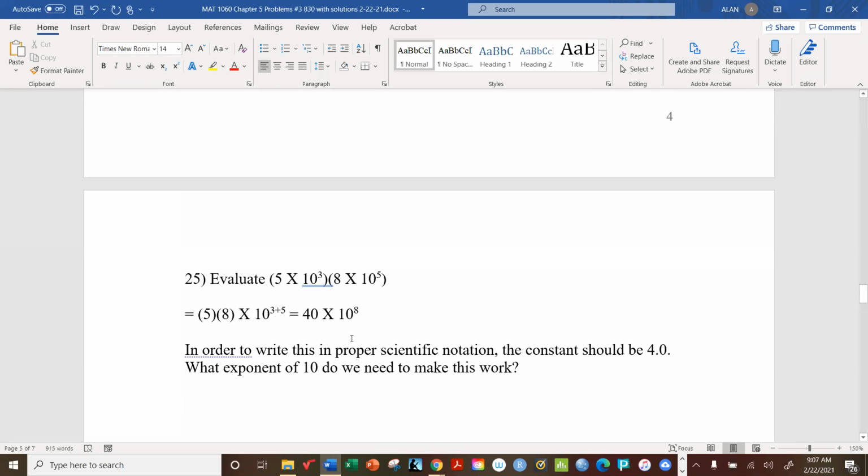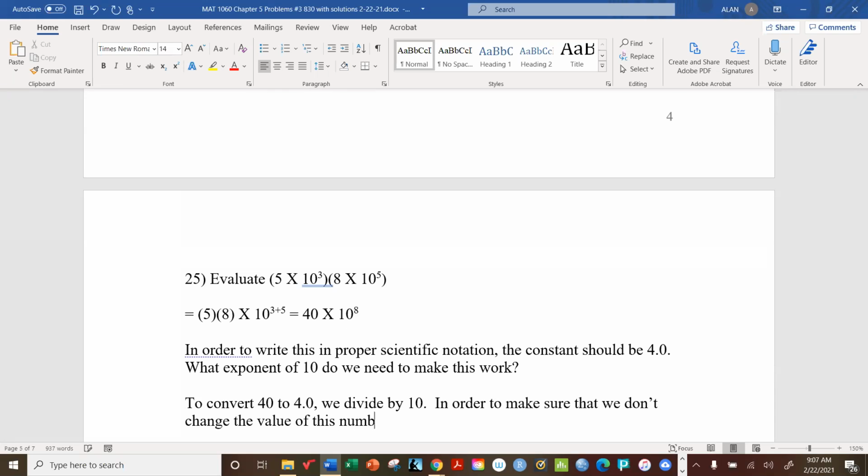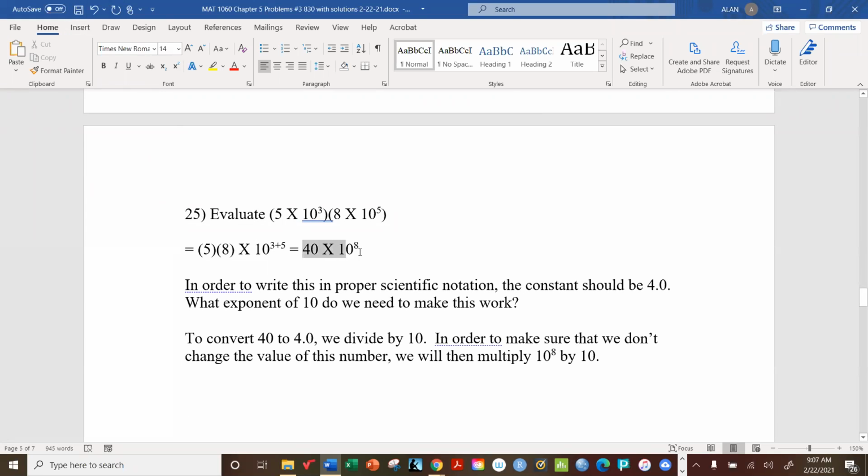So here's what you should think about. To convert 40 to 4.0, we divide by 10. Okay, but if we divide by 10, we're going to change the number. In order to make sure that we don't change the value of this number, we will then multiply 10 to the 8th by 10. So in other words, we're going to make the following two changes. We're going to multiply this by 1 over 10. And over here, we're going to have a product with 10. So therefore, we'll have 4.0 times 10 to the 9th power.